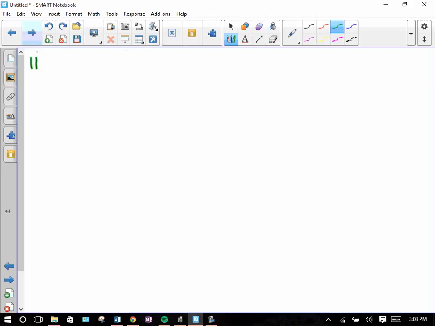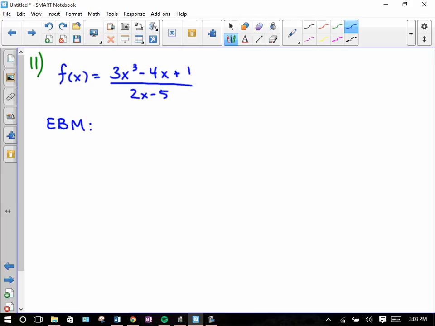Number 11 says if you have this function f of x is equal to 3x cubed minus 4x plus 1 divided by 2x minus 5. It says find the end behavior model and use it to evaluate each limit. End behavior model we talked about briefly. All that is find the highest degrees in both the numerator and denominator. In this case it's 3x cubed divided by 2x.